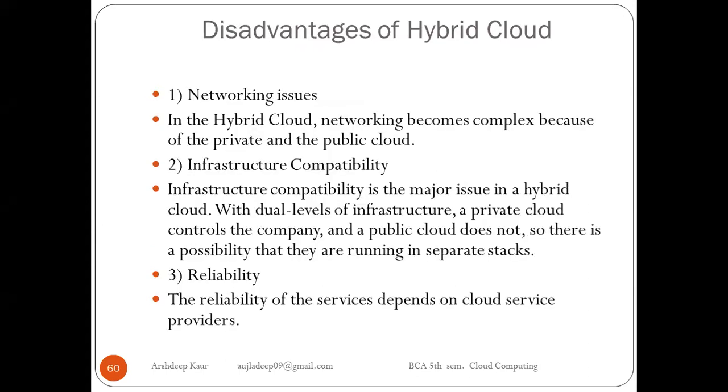We have some disadvantages of using hybrid cloud. First is networking issue. Sometimes networking becomes a very complex problem in case of hybrid because we are following both public and private. Next is infrastructure compatibility. Major issue in this: with dual level of infrastructure, the company controls the private cloud and public cloud does not. So there is a possibility that they are running on separate stacks. Reliability: its reliability depends completely upon the cloud service provider. If the cloud service provider is of good quality and from a big or well-known organization, then it should be reliable.